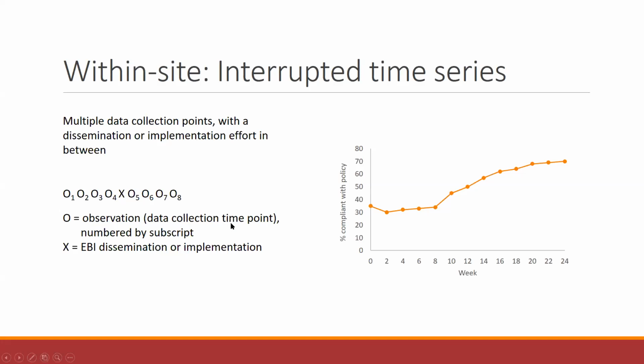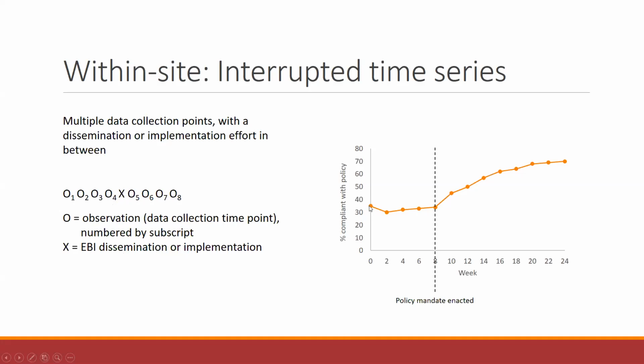So you have this kind of X's and O's notation here. The O's are the data collection or observation points, and they're numbered from 1 on in terms of what time point that is. And then this X here indicates that something happened. So this is perhaps an evidence-based intervention was disseminated or implemented, whatever that looks like in the context of your research.